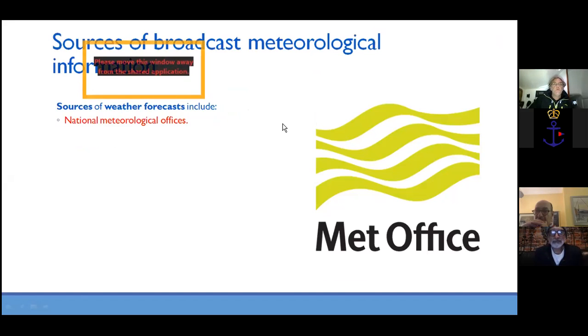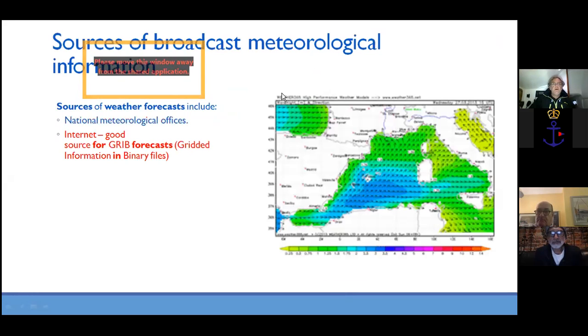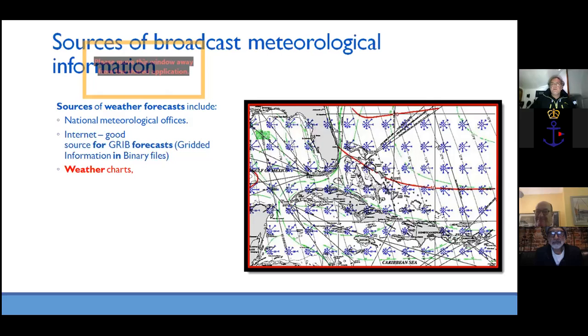Okay, where do we get it from? The biggest sources of information actually come from national meteorological offices, SA Weather, the Met Office, US weather, etc. They spend the most money on research. That research they do is then converted into information that we can get. Things like the grib files, information in binary form that we use. Weather charts. Weather charts are a thing that not a lot of people are using these days, but it's monthly information on a certain area of the world in a certain month.